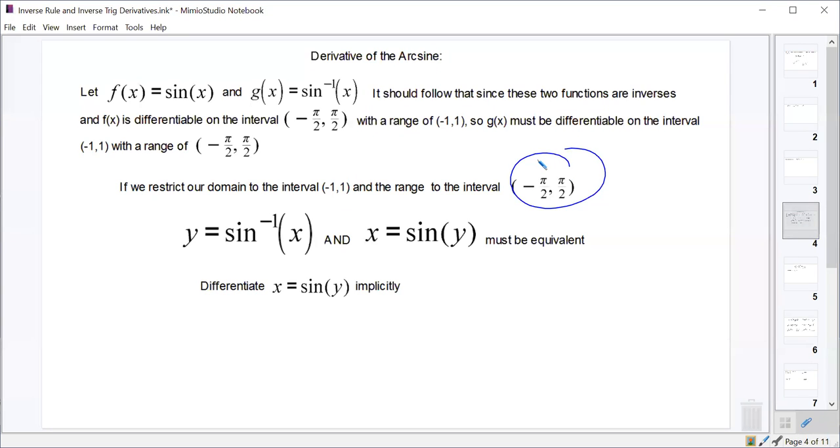So that's an important thing for us to remember as we go forward in the class, that you can only plug in numbers between -1 and 1, and you only get out angles in the first or the fourth quadrant.